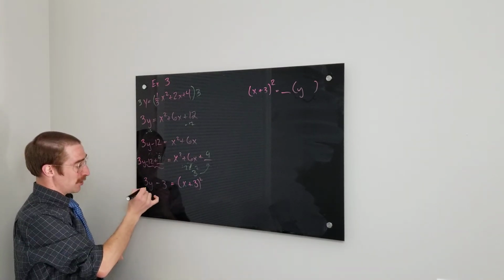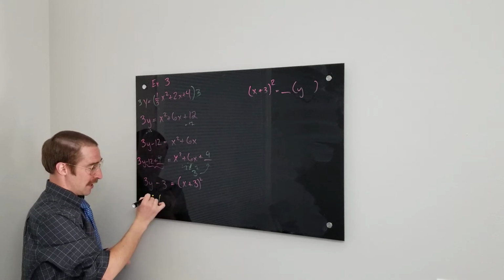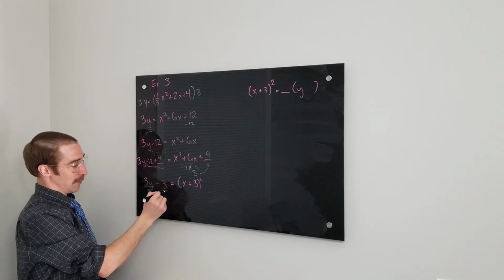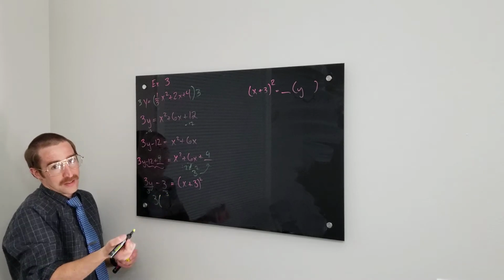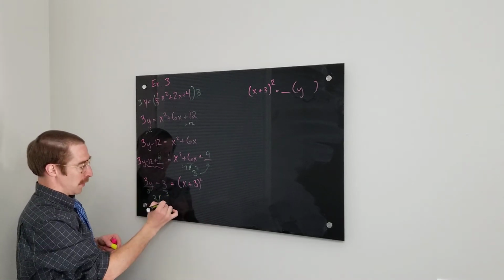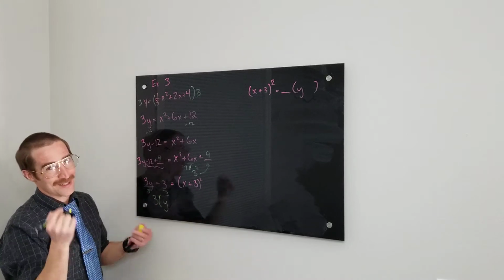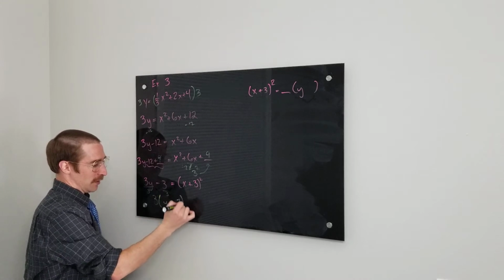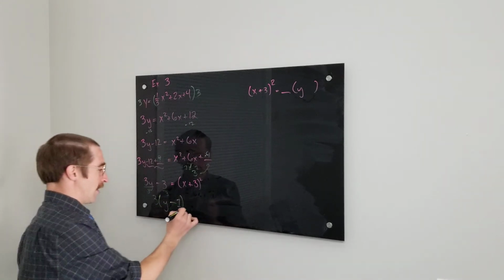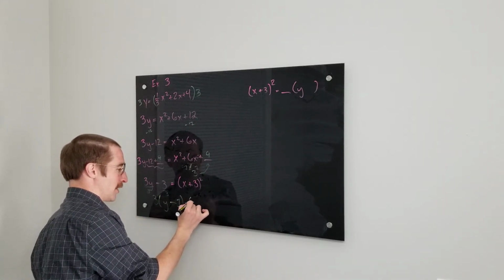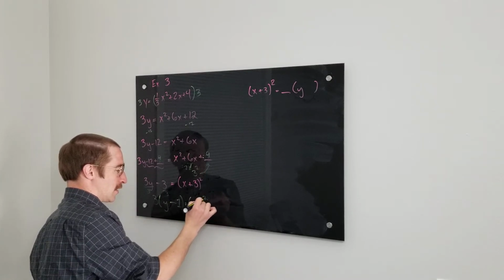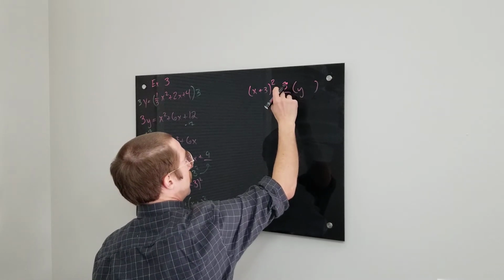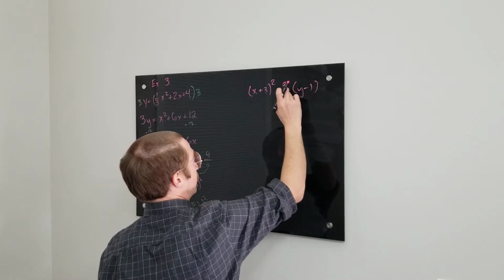So I'm going to rewrite this as 3 times, and I'm going to divide each thing by 3 to factor it out. That gives me y, because 3 divided by 3 is 1, 1y, minus 3 divided by 3 is 1. So here we have 3 times y minus 1 equals x plus 3 squared. That's our equation.